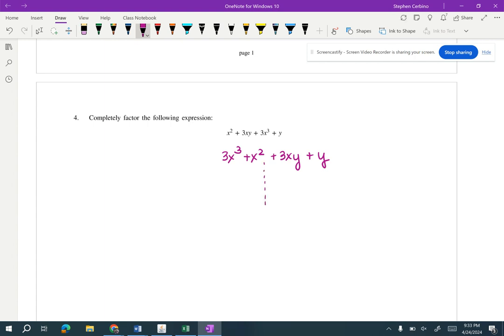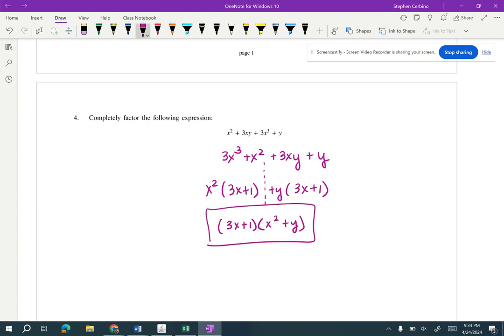So if I try and group this, the common factor in these first two terms, now that I've reordered it, is x squared, leaving us with 3x plus 1. In the second group, the common factor is positive y, also leaving us with, you guessed it, 3x plus 1. So now we have that common parenthesis, so that common factor of 3x plus 1 can factor out, leaving us with x squared plus y. And we're done. So again, a little tricky there because you actually had to reorder your terms.